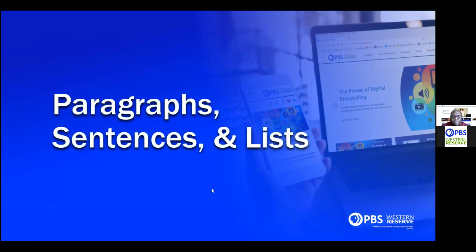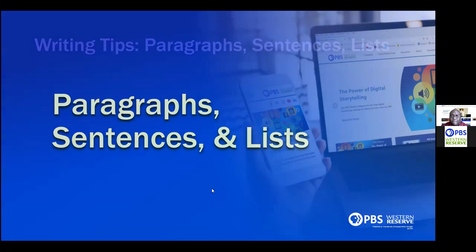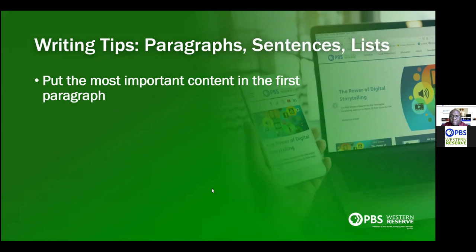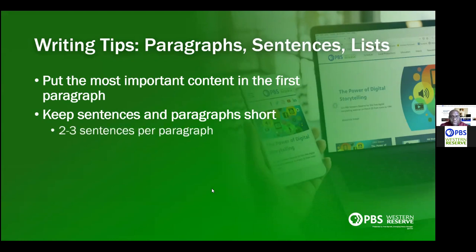All right, you have paragraphs, sentences, and lists. These are formatting techniques to help you break up the content into chunks to urge people to read, to follow along. This is about the inverted pyramid. Put the most important content in the first paragraph. Keep sentences and paragraphs short. 2 to 3 sentences per paragraph. A paragraph should consist of 70 words or less.